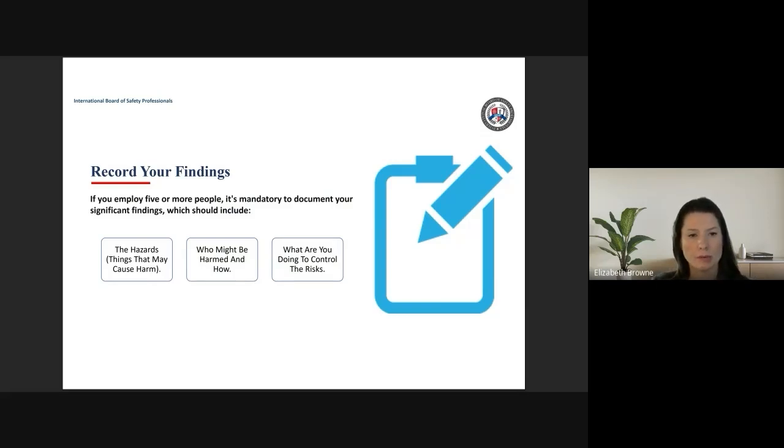So we have the requirement that if we employ 5 or more people, it's mandatory to document your significant findings when you're doing your hazard assessment. So we must record our findings. So we must record what are the hazards, things that might cause harm, who might be harmed and how would they be harmed, and then what risk control methods are you using.